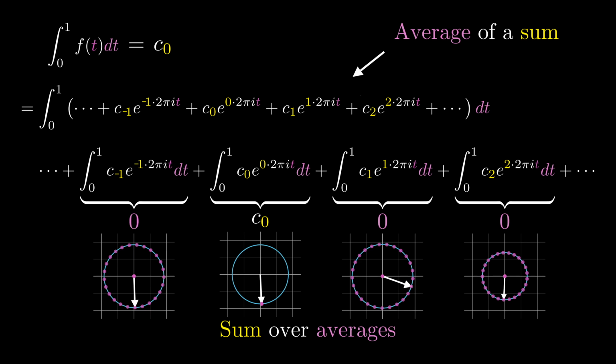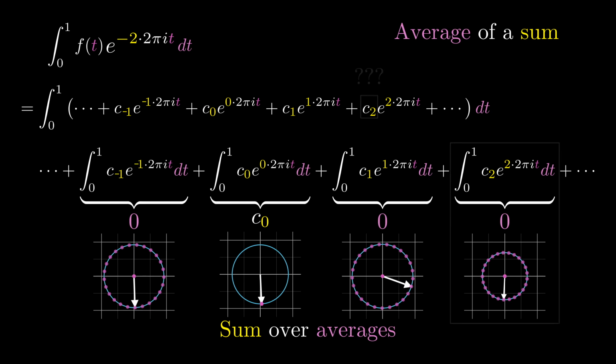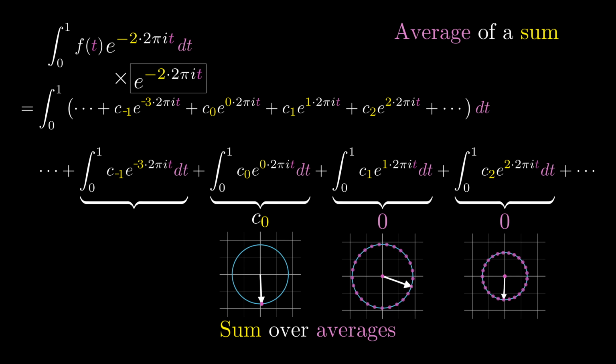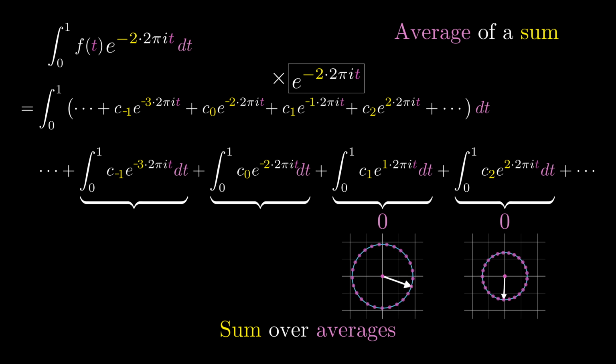But here's the actual clever part. Let's say that you wanted to compute a different term, like c2, sitting in front of the vector rotating 2 cycles per second. The trick is to first multiply f of t by something that makes that vector hold still, sort of the mathematical equivalent of giving a smartphone to an overactive child. Specifically, if you multiply the whole function by e to the negative 2 times 2 pi i times t, think about what happens to each term. Since multiplying exponentials results in adding what's in the exponent, the frequency term in each of our exponents gets shifted down by 2.